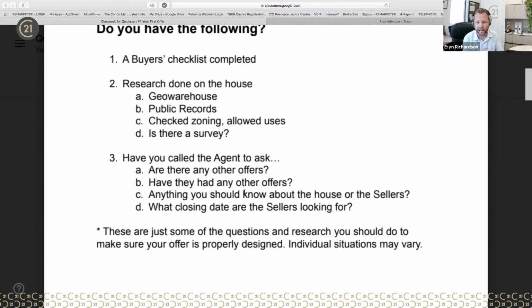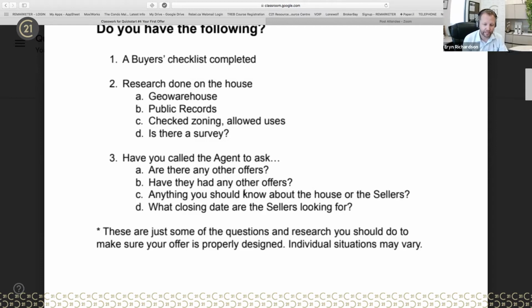These are the questions you want to ask that agent right away. Call them and say, listen, I just showed the property, I'm going to go to my office, there's interest here. Are there any other offers currently on the property? Have they had any offers on the property? Is there anything I should know about the property? Tell me a bit about your sellers. Why are they selling? You could even ask them. Now, they may or may not give you this information, but it's good to ask.